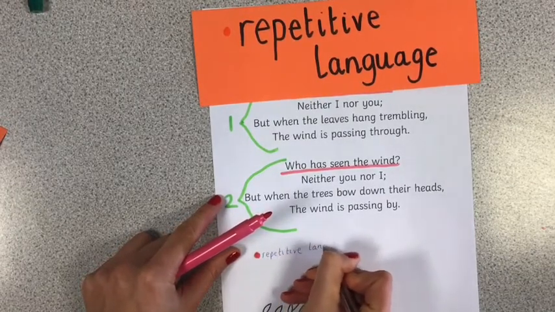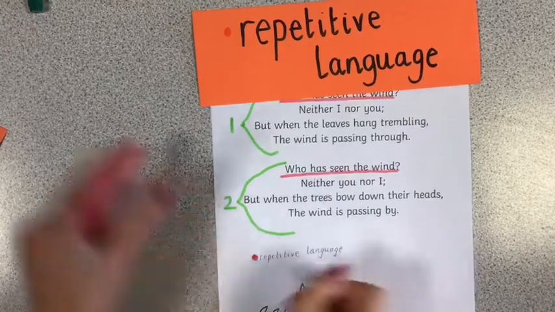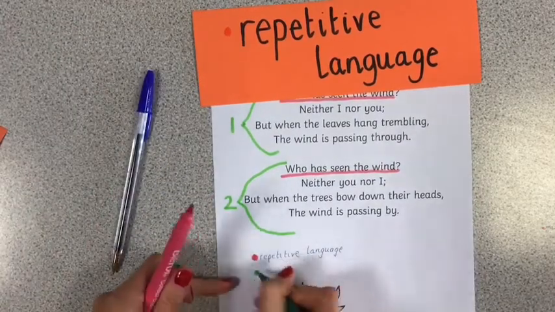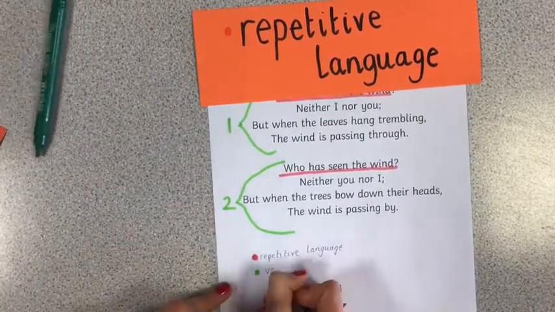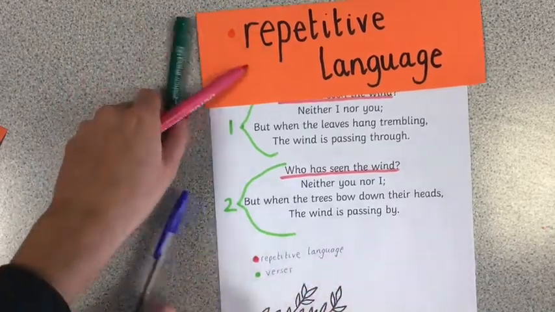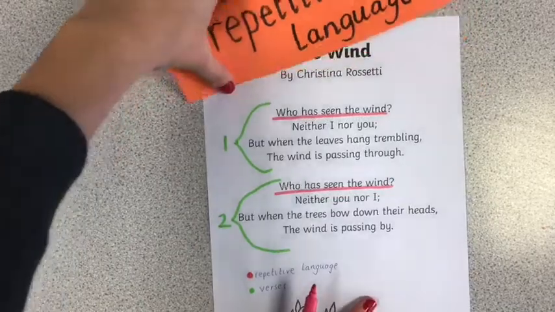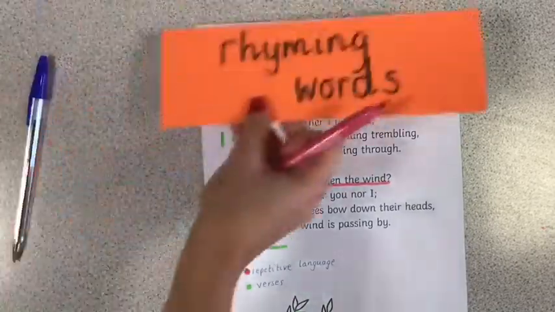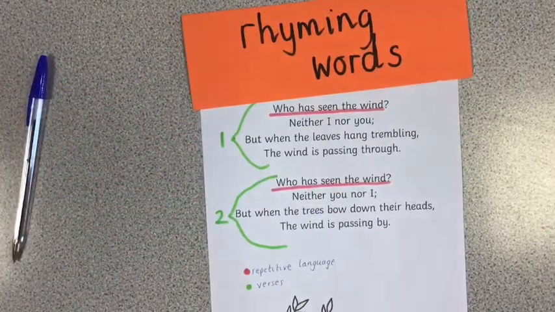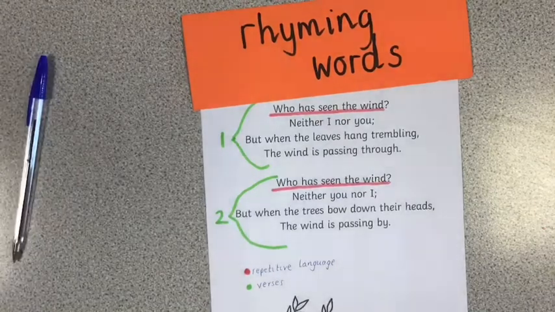And you could do the same with your verses. Okay. Next, I'm going to see if this poem has any rhyming words. Some poems may have lots of rhyming words, some poems may have none.